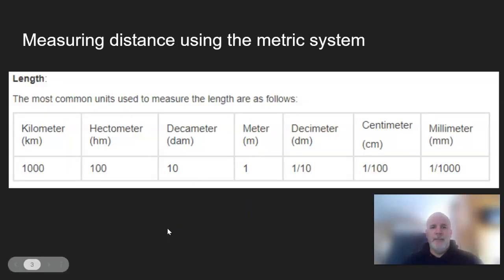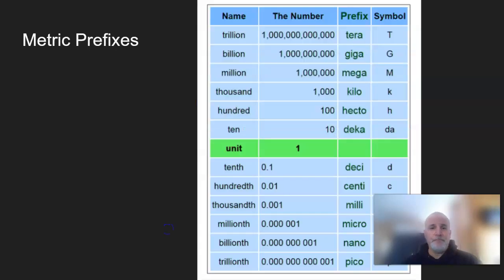This is just a table that shows some prefixes. So we start with length. We start with the meter. We don't really use a deca or hectometer much. That means 10 meters or 100 meters. We do use a kilometer quite often. And then there's decimeter. Don't use that much. We use a centimeter. That's 1/100th of a meter. And a millimeter, 1/1000th of a meter.